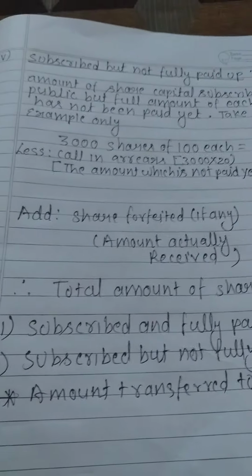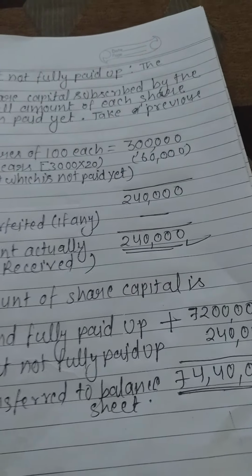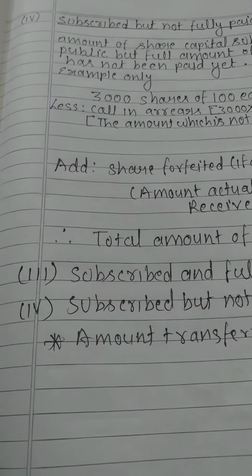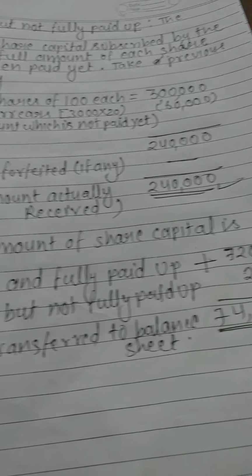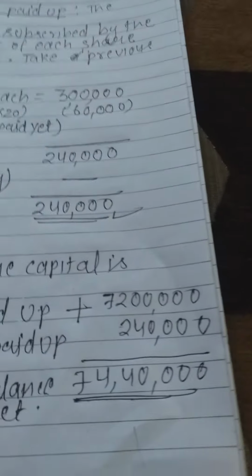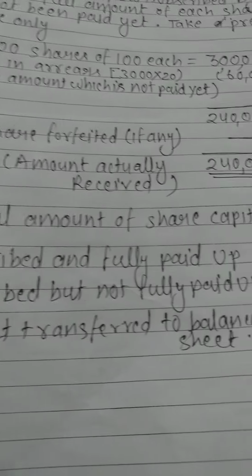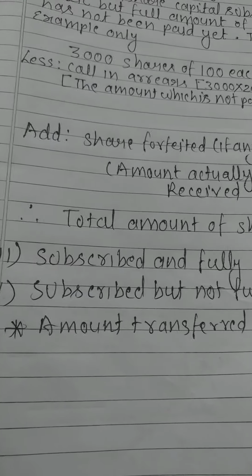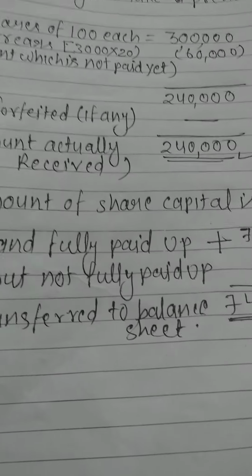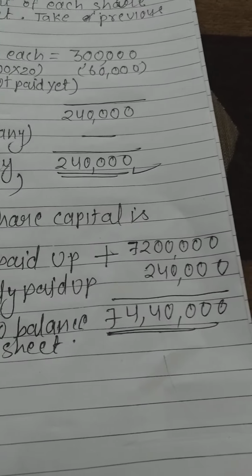So children, what is the total amount that we are going to get under the heading share capital? It is divided into two parts only. First one, subscribed and fully paid up, that is 72 lakh, working we have already done. Then the second one is subscribed but not fully paid up, that is 2,40,000. Now the amount that is transferred to the balance sheet under the heading share capital will be 74,40,000 rupees. I hope it is clear to you.